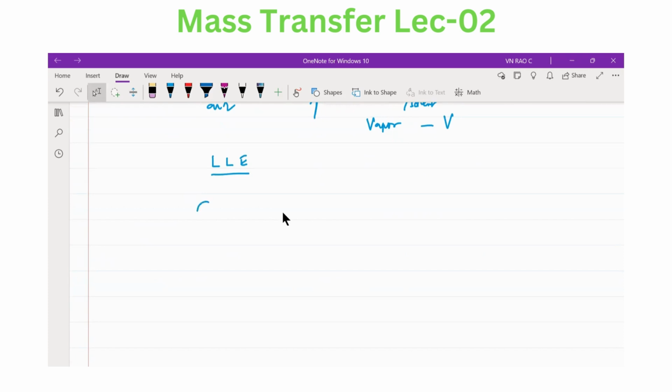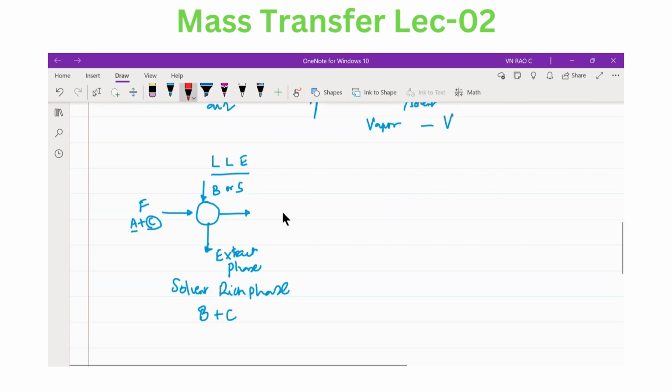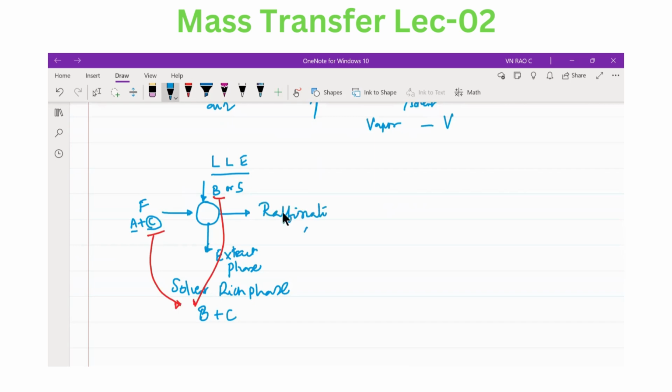In this, there is one stage to which a feed containing A and C, our constituent to be extracted, is supplied using a third component known as solvent. There are two phases coming out. Number one is the extract phase or solvent rich phase, which will have B and carries along with it C. The other phase is known as raffinate. It contains A, the diluent, apart from the solute C. It contains small quantities of C and small quantities of B.